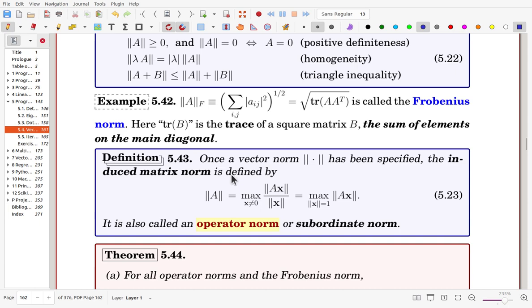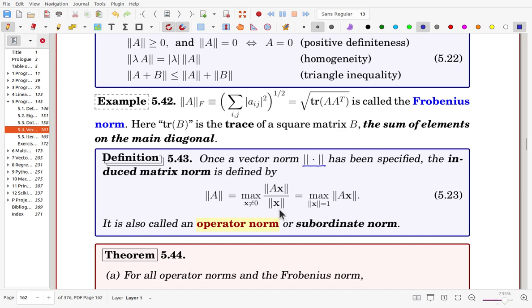It is called an induced matrix norm because it is induced from a vector norm. Once a vector norm has been specified, and this can be any vector norm, then we can define the induced matrix norm based on the vector norm. Here, the A matrix norm is the maximum, taken over x. Now, Ax is a vector, so this norm is a vector norm, and x is also a vector, so we take the ratio of the vector norm of Ax to the vector norm of x, and among these ratios, we take the largest one. That is the matrix norm.